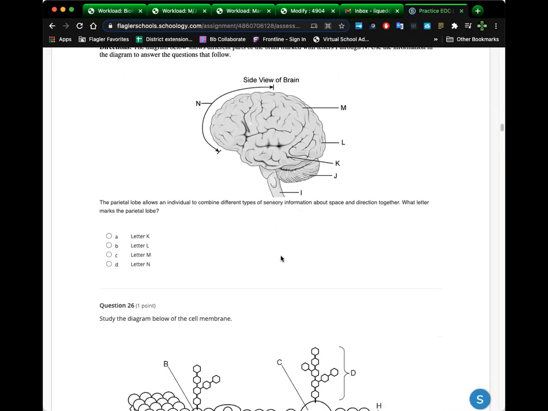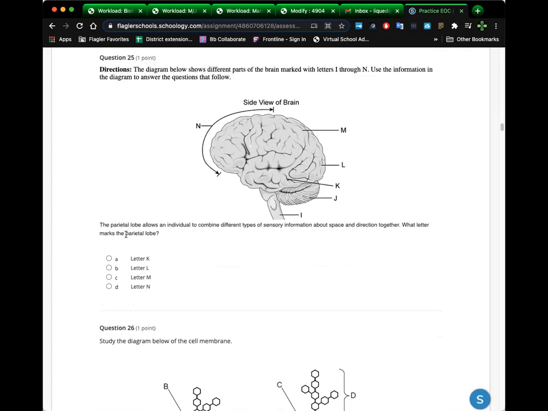Parts of the brain. You're definitely going to be asked about parts of the brain. Any of them, just the locations. So the parietal lobe is always going to be towards the back. So you've got the frontal, occipital, temporal, parietal right here. And then the entire top part, not this thing down here, the top part is the cerebrum. And then this is the cerebellum.